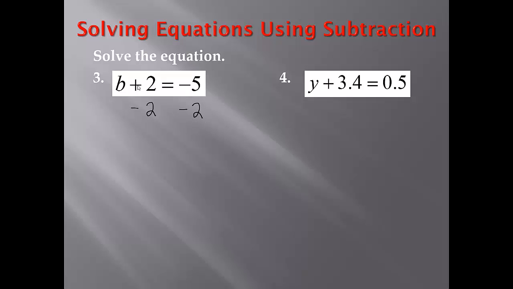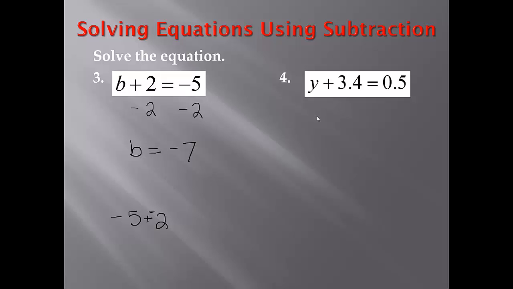On the left-hand side, plus 2 minus 2 is 0, so we just have b. And on the right-hand side, we have negative 5 minus 2. So if we have negative 5 minus 2, we want to add the opposite, so we're going to add a negative 2. So negative 5 plus negative 2 is negative 7.